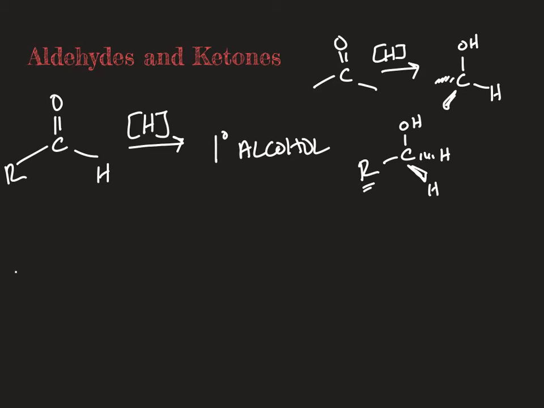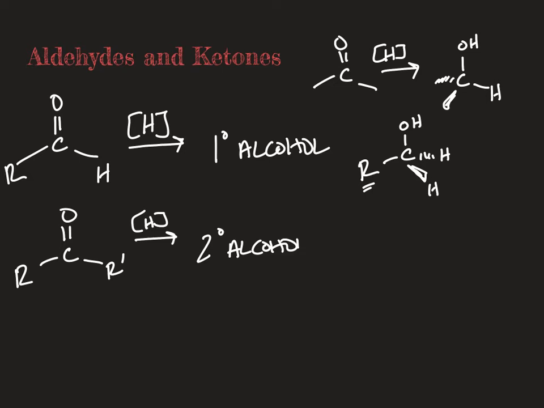If I look at a ketone, it has two R groups, one on either side of the carbonyl. So if I do a reduction here, what I'm going to end up with is a secondary alcohol. Those two R groups that were on the original structure are still there. I convert the oxygen to the alcohol group, and I'm adding one hydrogen. So we've got two different reagents we can use here.